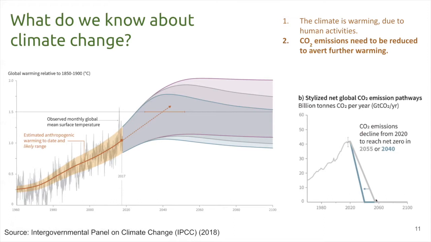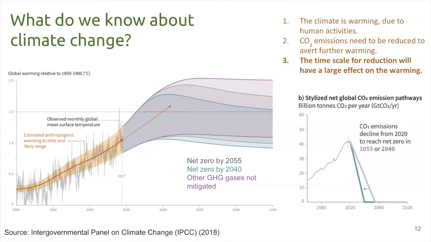These turquoise and gray colors in the graph on the right side correspond to the warming pathways that you see on the left side. So for instance, where my mouse is, you can see a turquoise upper bound and turquoise lower bound for the amount of warming that we would expect to see if we reached net zero emissions by 2040. Similarly, these gray upper and lower bounds are for net zero by 2055. And the purple ones are for the case in which we only look at carbon dioxide and don't mitigate other greenhouse gas emissions. So the time scale at which we reduce greenhouse gas emissions will have a very large effect on the amount of warming that we see.